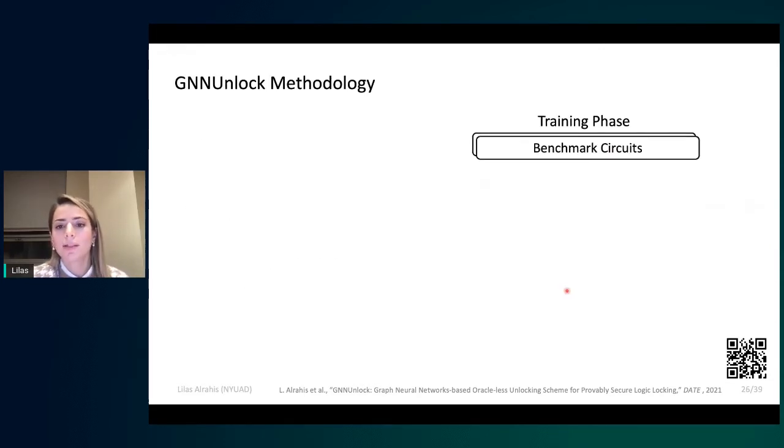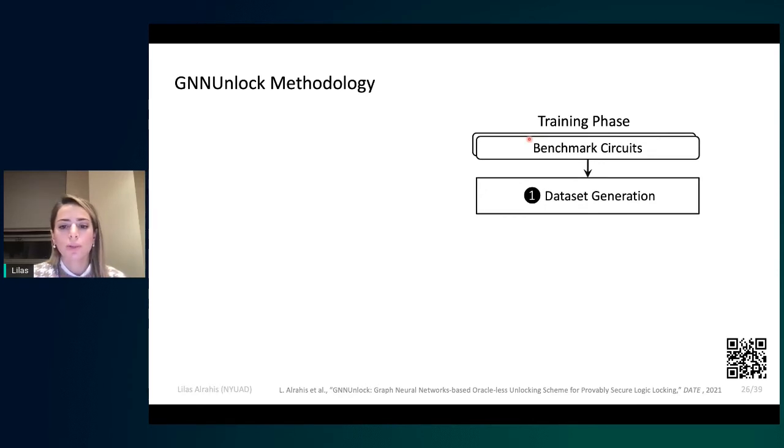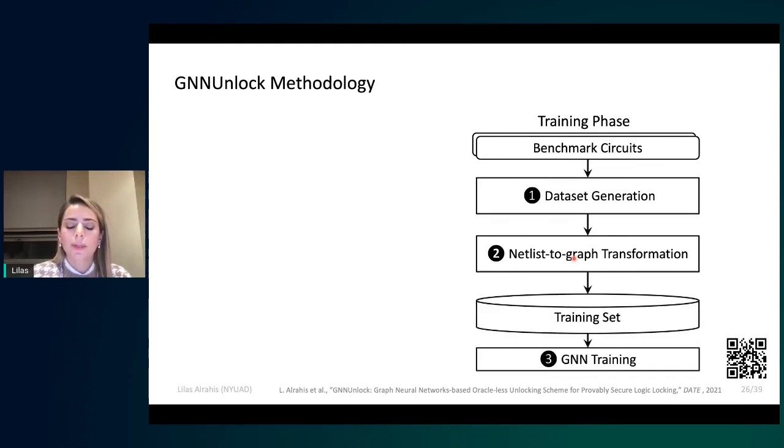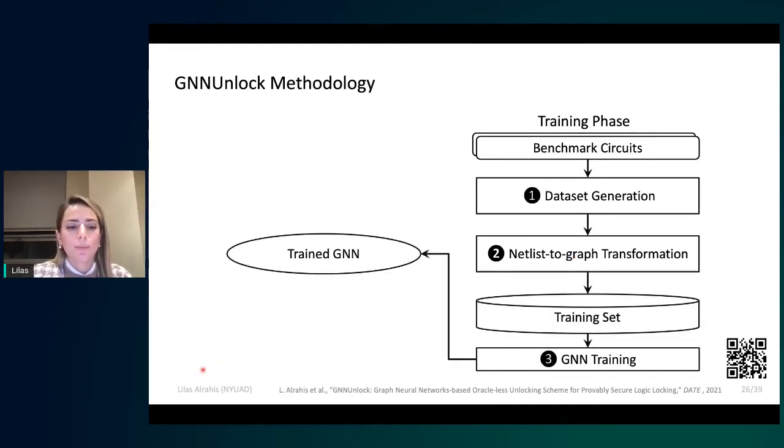To implement it, we have a training phase in which we have a set of benchmark circuits to train the GNN on. So we use those to build a data set, and this data set of circuits will be converted to graphs using our own netlist to graph transformation and feature extraction. And then we build a training set, train the GNN. Once we obtain the trained GNN model, we can launch the attack.